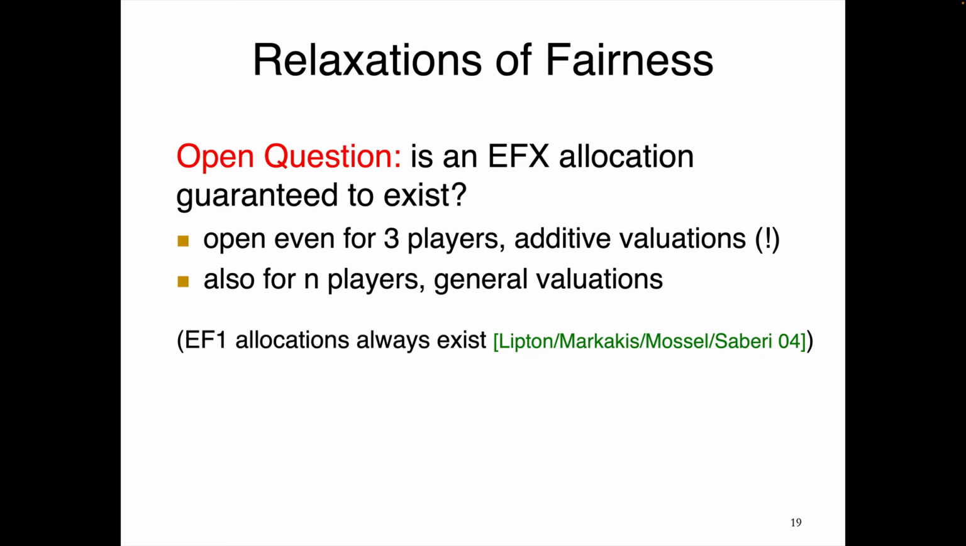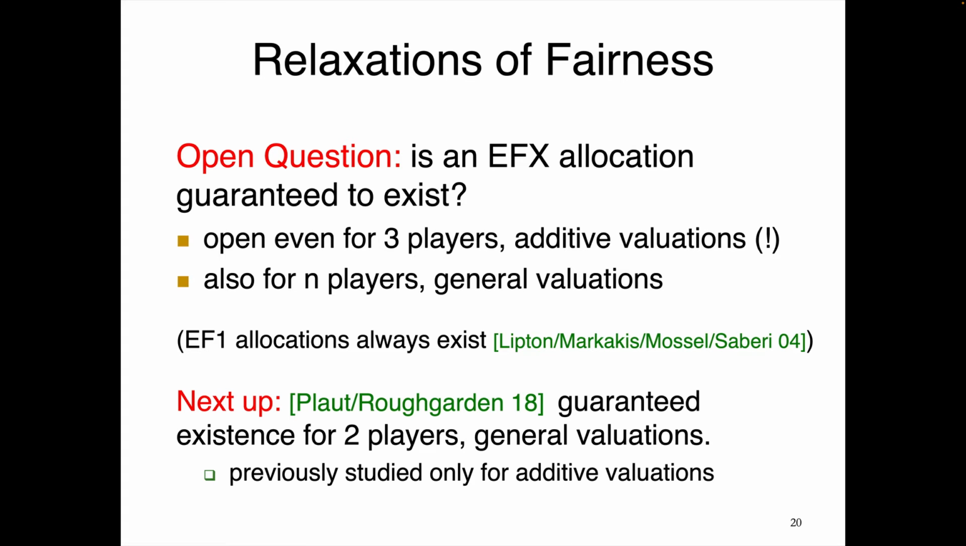But we don't know. We really don't know whether these are guaranteed to exist. The weaker notion of EF1 allocations are always guaranteed to exist, even in the general case. And it's a pretty simple proof. It's not in the talk, but I'm happy to give you the proof after the talk. It's just a 5-minute proof. Yeah, simple algorithm. Good. So the next few results are going to be what we could do. So we did not resolve this question, Ben and I.